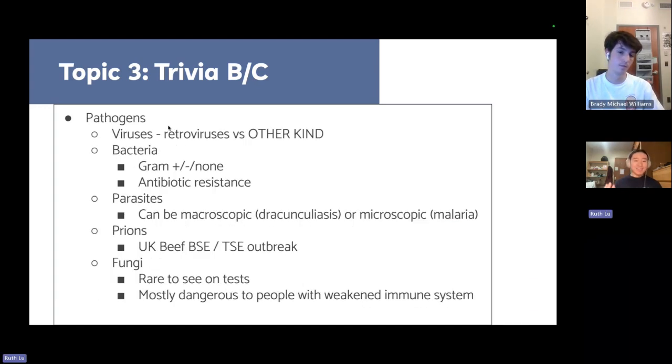And finally, in general, pathogens. Oh my god, I did not finish this slide. I'm sorry, my bad. I will finish this part. So viruses, the most interesting thing to note is that there's two main kinds of viruses we care about, retroviruses, and I think the other kind, I forgot what the other kind is called. I will look it up and put it in here.